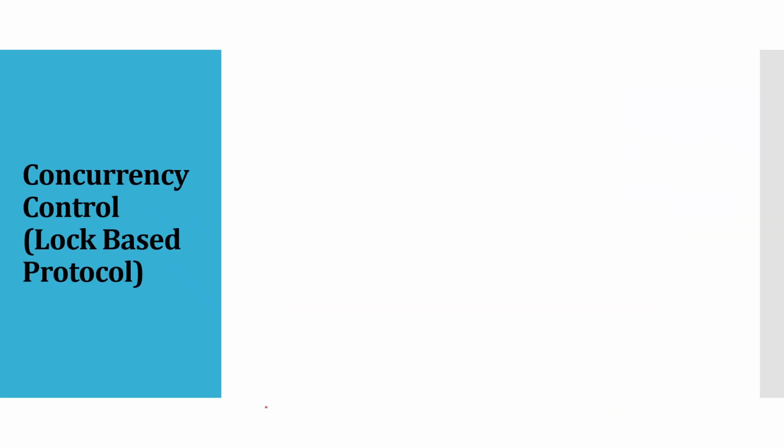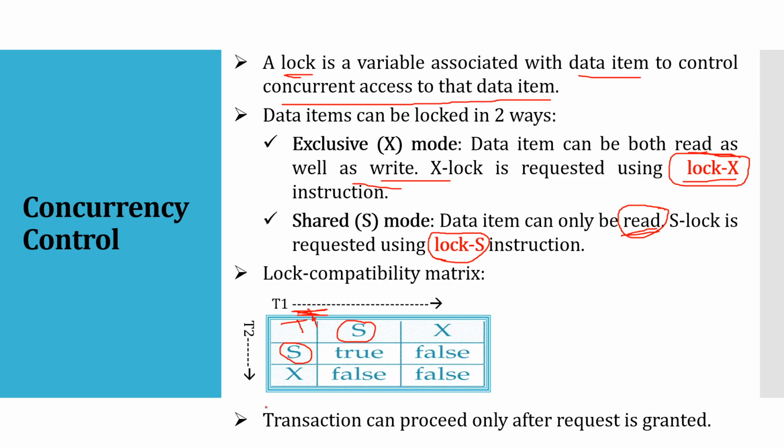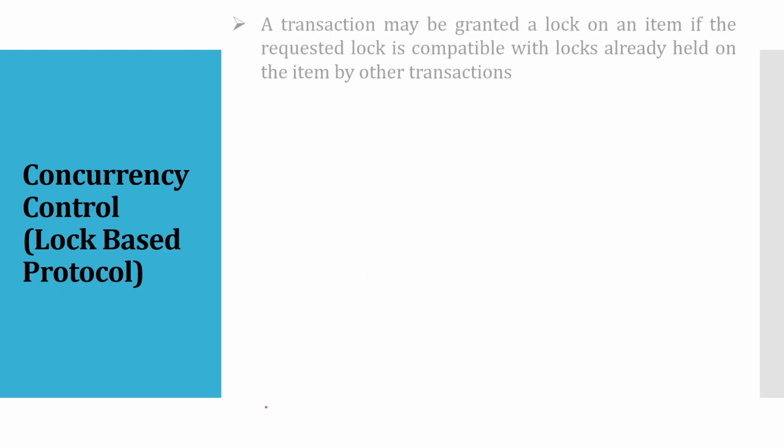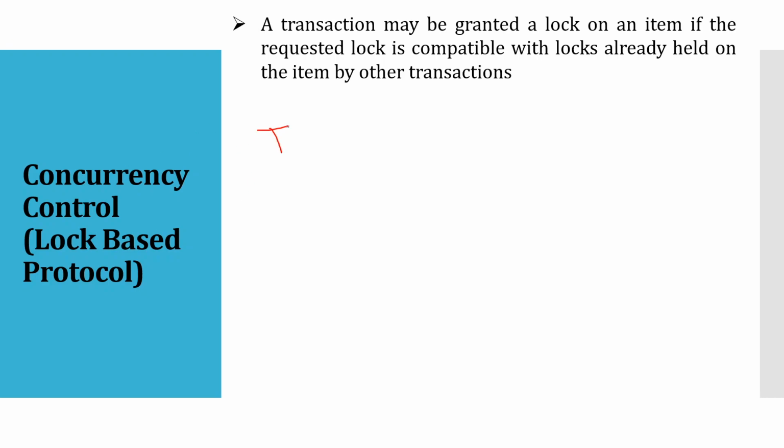Okay, so let's see what a lock based protocol is. Based on these locks, we will have one lock based protocol. So let's see, a transaction may be granted a lock on an item if the requested lock is compatible with locks already held on the item by other transactions. It means, let us say on data item T, I already have an S lock. What is S lock? Shared lock, right? I am having lock S, right?